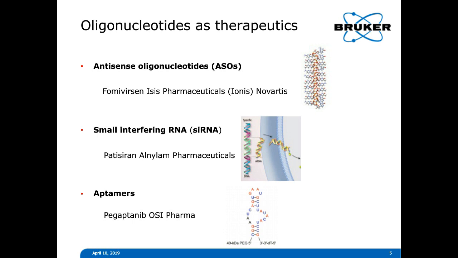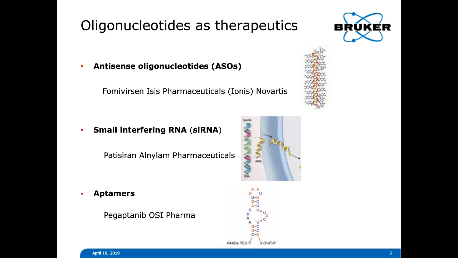Next, we have the small interfering RNA, or siRNA. These are double-stranded RNA molecules, about 20 to 25 base pairs in length, that interfere with the translation of proteins by binding to and promoting the degradation of messenger RNA, also known as mRNA, at specific sequences. The example here is patisiran, which was developed by Alnylam Pharmaceuticals.